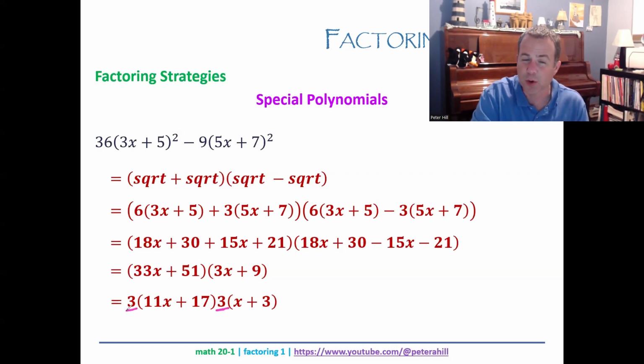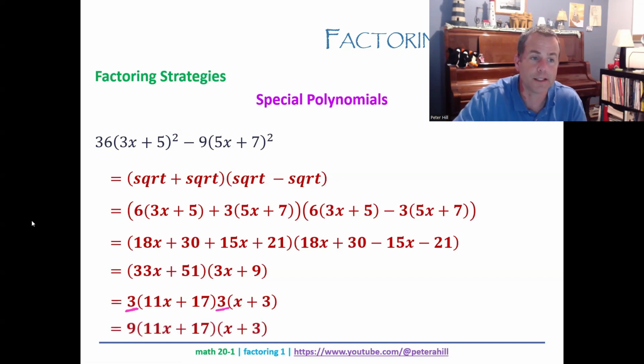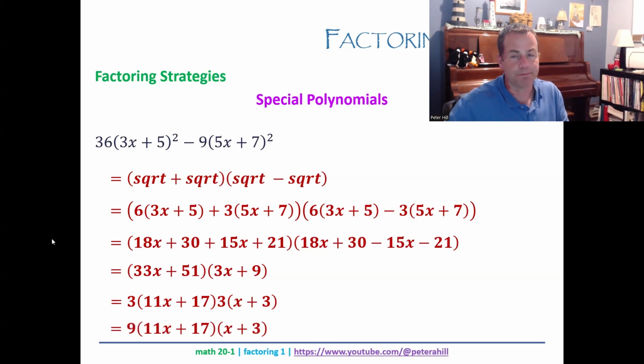Now, I'm not quite done yet because I can put those two 3s together, right? This is just this times this times this times this. So I know that 3 times 3 is 9. So let's simplify that one step further, and we'll have a final answer of 9 times (11x plus 17) times (x plus 3). Okay? Awesome.